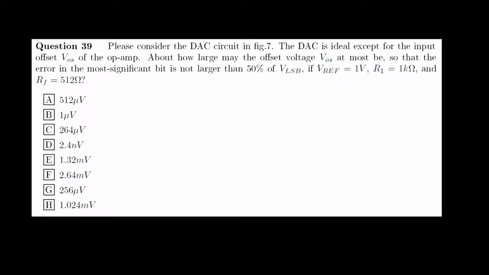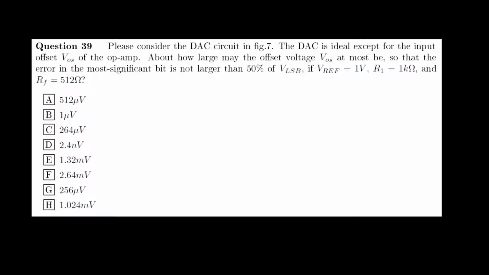This video will discuss the solution to question 39. Please consider the DAC circuit in figure 7. The DAC is ideal except for the input offset VOS of the op-amp. About how large may the offset voltage VOS at most be so that the error in the most significant bit is not larger than 50% of VLSB.